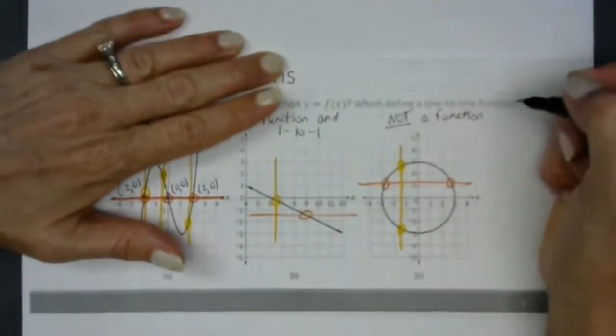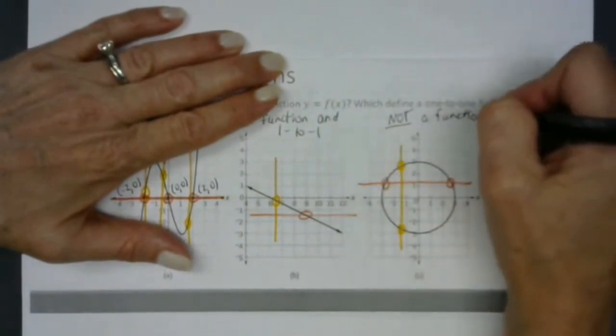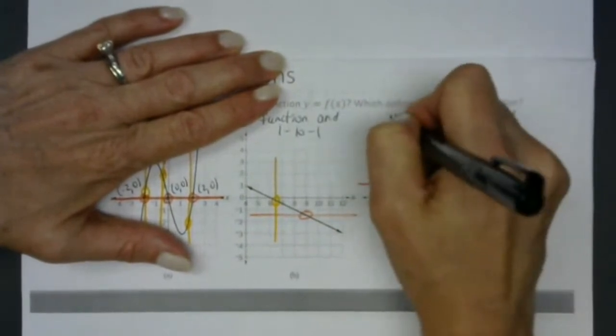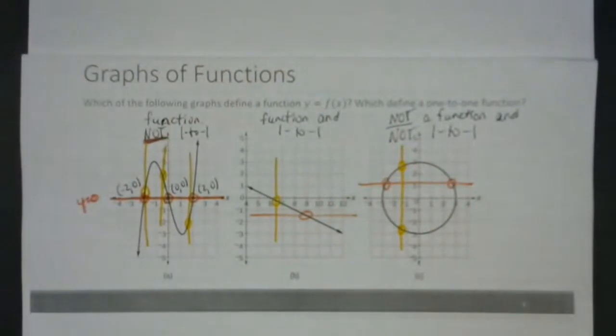It doesn't even really matter if it's one-to-one or not, since it's not a function. But I might also say it's not a function and not one-to-one. Okay, circles are not functions.